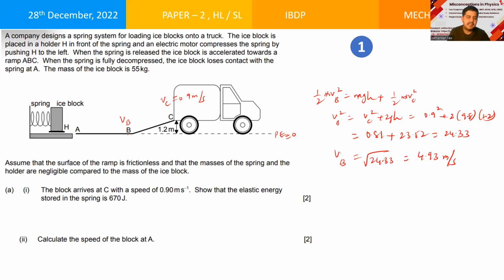Since it is frictionless, this velocity should also be VA. VA should also be the same, right? Now, how did the block get this velocity here? The block got this velocity because of the spring. So the spring gives some energy to it. The energy given by the spring should be calculated as half kx square, but this can also be equated to half m Va square. Now let us do this. This should be half into 55 kg multiplied by Va square. What is Va square? I would have just replaced it like this itself. Let me give it as 24.33.